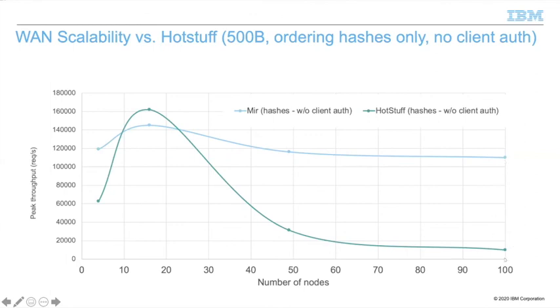Since Hotstuff code doesn't verify client signatures, so this is without client authentication, we configured Mir as well just to have an apples-to-apples comparison. So this is why this plot is a bit stranger than the others, but the takeaway is essentially the same. Mir scales much better than Hotstuff.